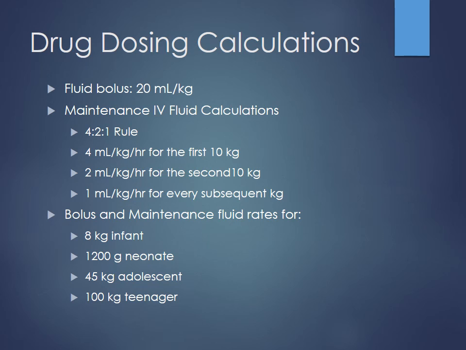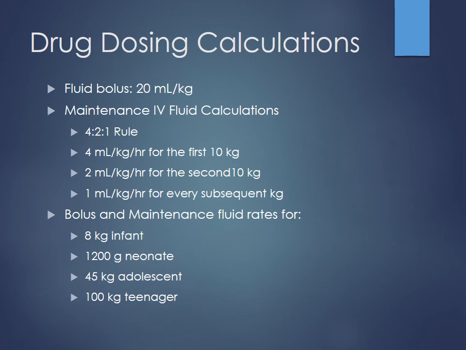Okay, so that's a fluid bolus, and then you have your maintenance IV fluid rates you're going to do after that. And so, do you guys know the 4-2-1 rule? Did I already teach it to you guys? Good. So we'll review it here. The 4-2-1 rule is 4 mLs per kilo per hour for the first 10 kilograms. You do 2 mLs per kilo per hour for the second 10 kilograms, and then 1 mL per kilo per hour for every subsequent kilogram past that, right?